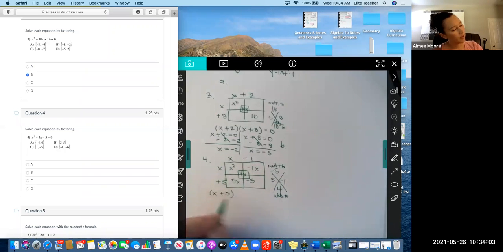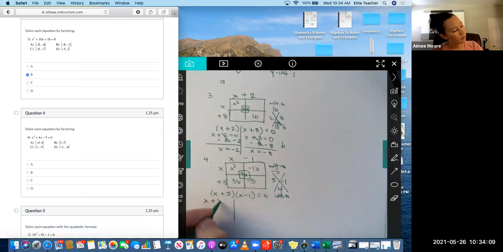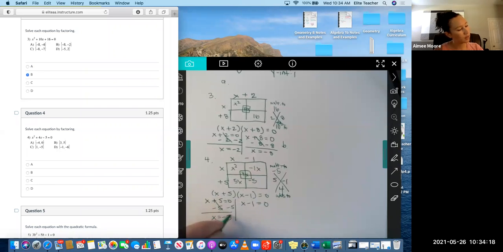So x plus 5 times x minus 1 equals 0. x plus 5 equals 0, and x minus 1 equals 0. Subtract 5 from both sides, and x equals -5. Add 1 to both sides, and x equals 1. So it'd be C.